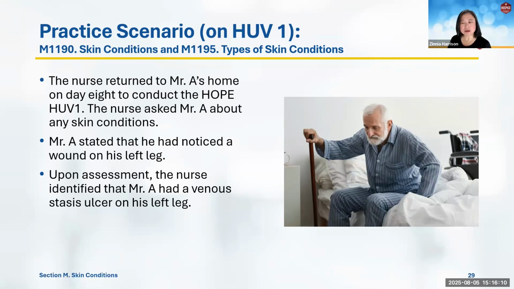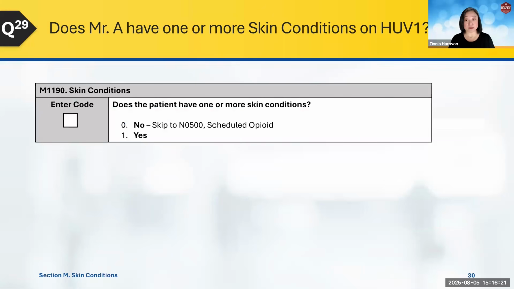He stated he had noticed a sore on his left leg. Upon assessment, the nurse identifies a venous stasis ulcer on his left leg. Let's look at the next slide and launch that poll. So based on the HUV1 assessment, does Mr. A have one or more skin conditions? This is just a yes/no response.